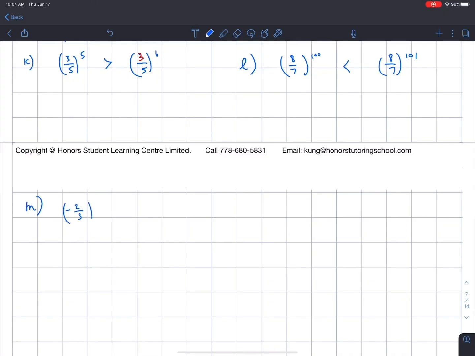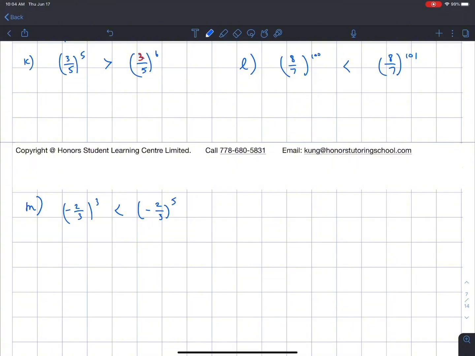Negative 2/3 raised to the power 3. Negative 2/3 raised to the power 5. Now this one is very tricky. Normally the base is in between 0 and 1. When we have a small exponent, the value is bigger. But because they are negative, you need to take that into consideration too. When they are negative, the bigger the negative number, the smaller it gets. So this one is actually smaller.